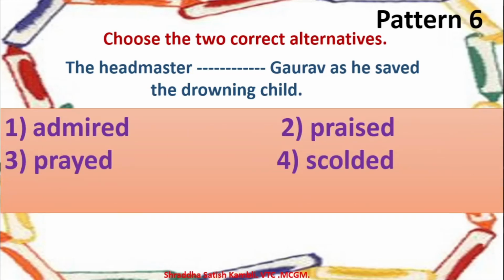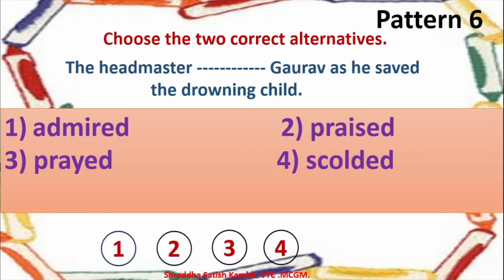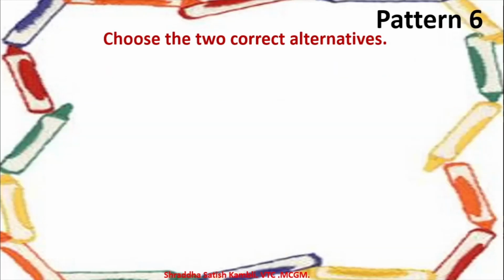So come on, let's see. So can you say admired, praised, prayed or scolded? So which 2 could be the correct answer? You could say he admired Gaurav, the headmaster admired him and he said, wow, you did such a good job, you're so brave. Okay, or you could say that he praised him also. So the meaning could be the same. Alright, so this was about choosing 2 correct alternatives. Let us take one more example.